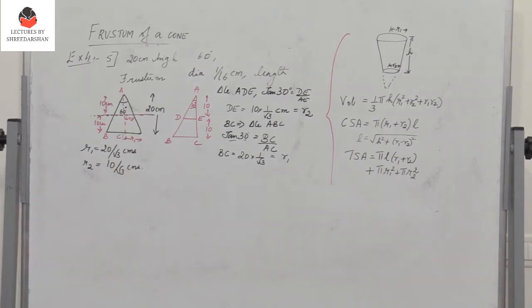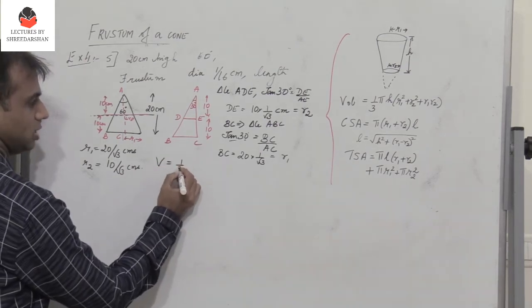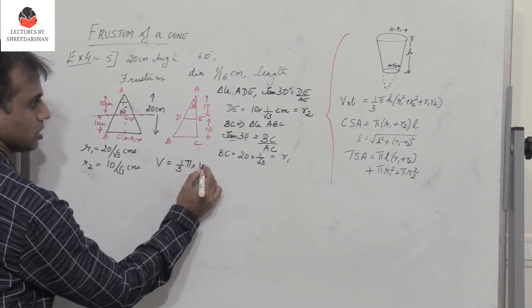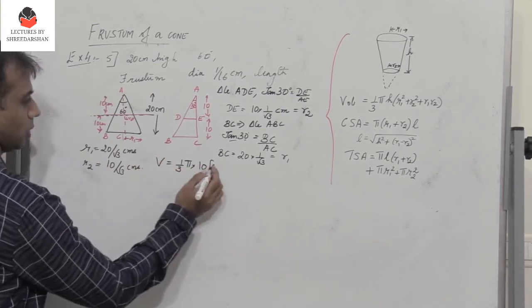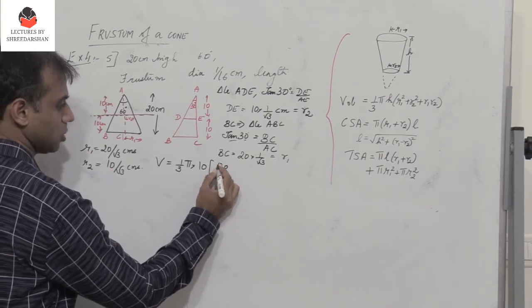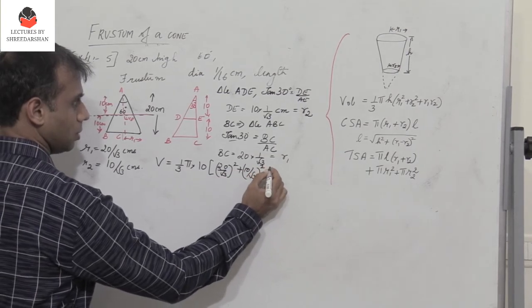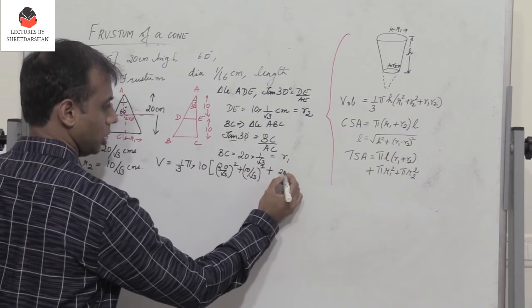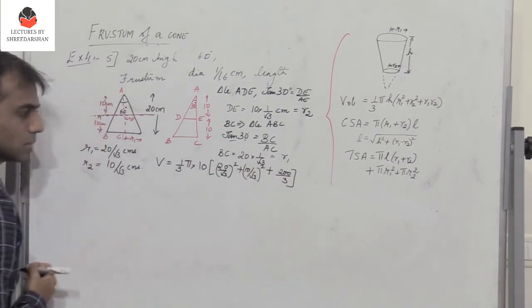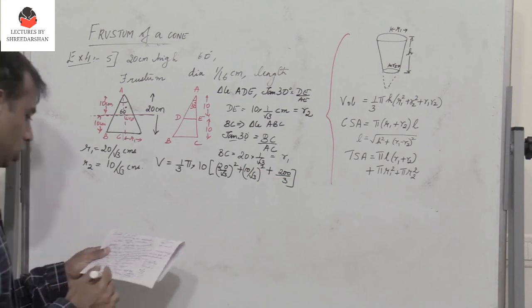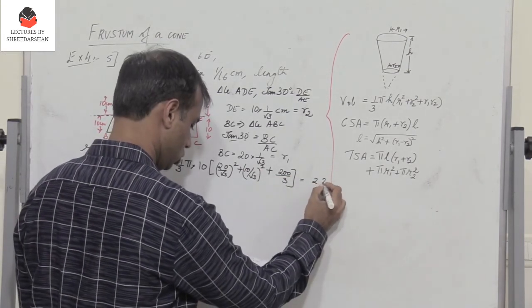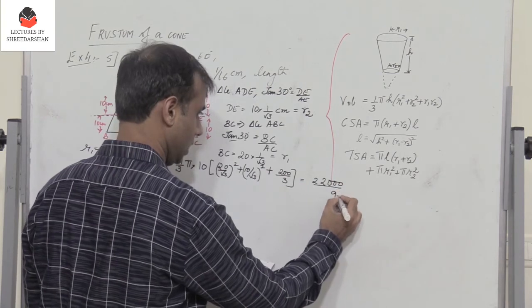So now we know the value of R1, we know the value of R2, we know H also. So therefore we can actually find the volume. Can I find the volume? I can find the volume very easily, which is 1 by 3 pi into H, which is 10, into R1 square, which is 20 by root 3 the whole square, plus 10 by root 3 the whole square, plus R1 into R2, which is 200 by 3. So when I do the calculation, I get the volume as equal to 22000 by 9 centimeter cube.